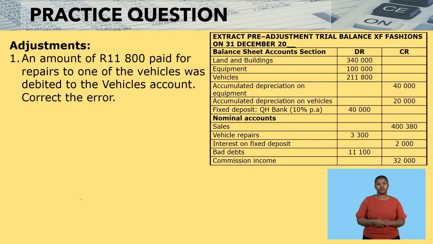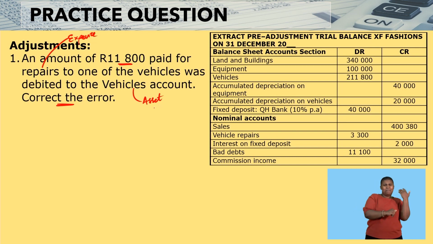It says, an amount of 11,800 paid for repairs to one of the vehicles was debited to the vehicle's account in error. It is very important now to understand that repairs are an expense, but vehicles are an asset. So we should not debit an asset account with an expense. Rather, an expense should be recorded in the expense account. So what we did of debiting the vehicle's account with repairs of 11,800 is incorrect.